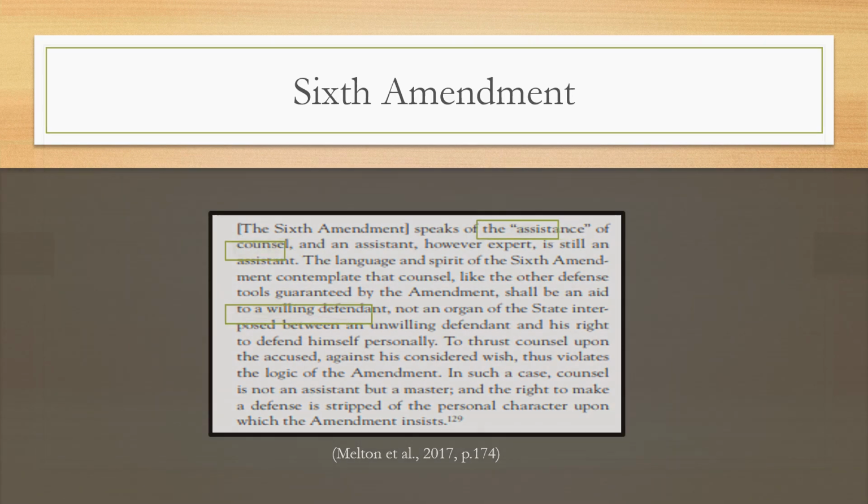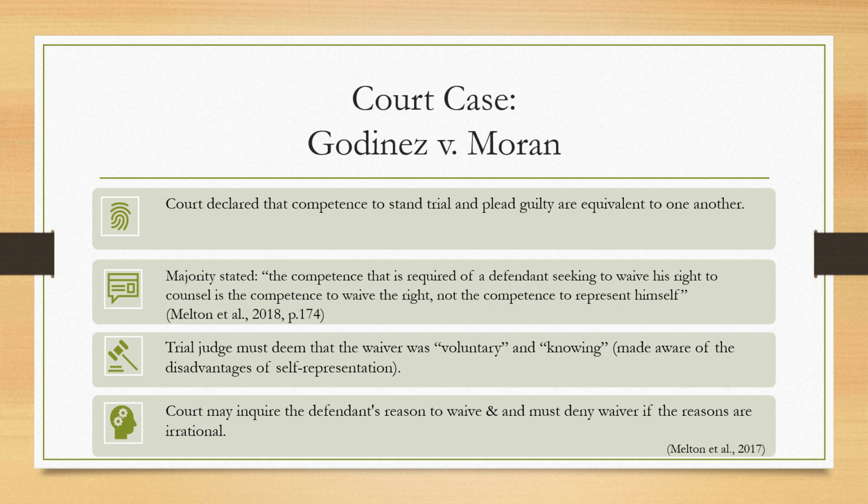In addition, another Supreme Court case that played a role in this topic is Godinez versus Moran, starting with that the court declared that competence to stand trial and plead guilty are equivalent to one another. From this court case, the majority stated the competence that is required of a defendant seeking to waive his right to counsel is the competence to waive the right, not the competence to represent himself. Moreover, the trial judge must deem that the waiver was voluntary and knowing, meaning that the defendant was made aware of the disadvantages for themselves if they chose to self-represent. And lastly, the court may inquire about the defendant's reason to waive, and they must deny the waiver if the reasons are irrational.